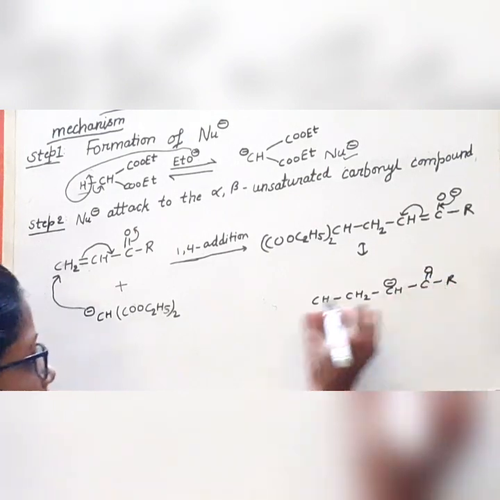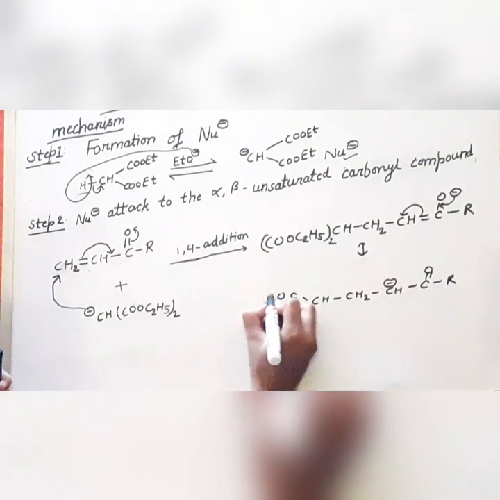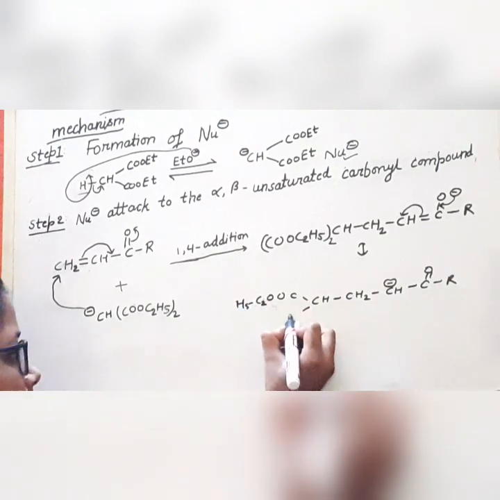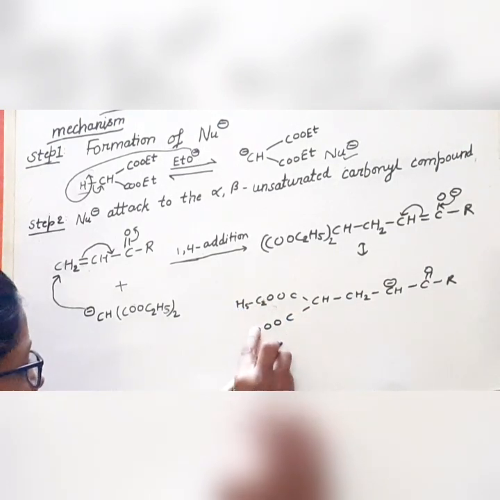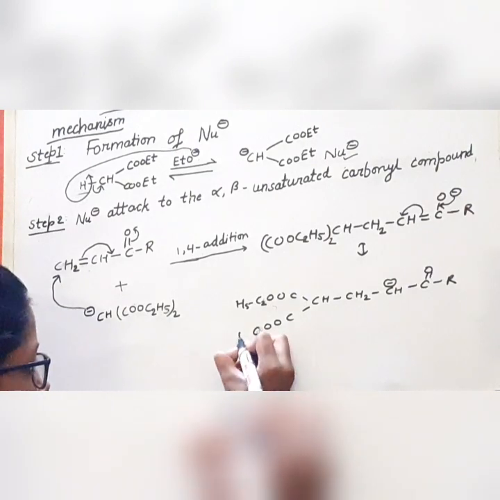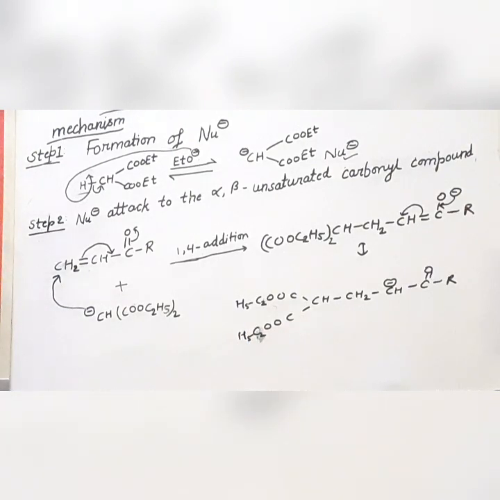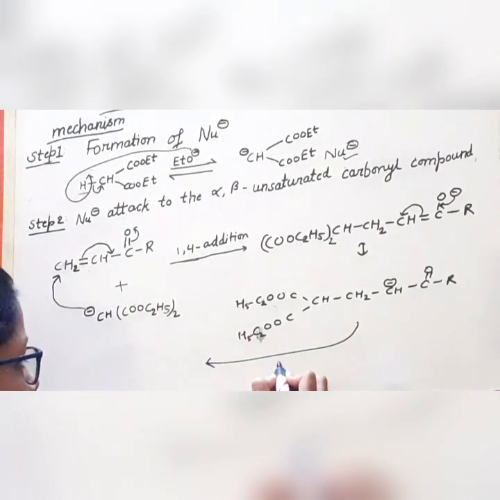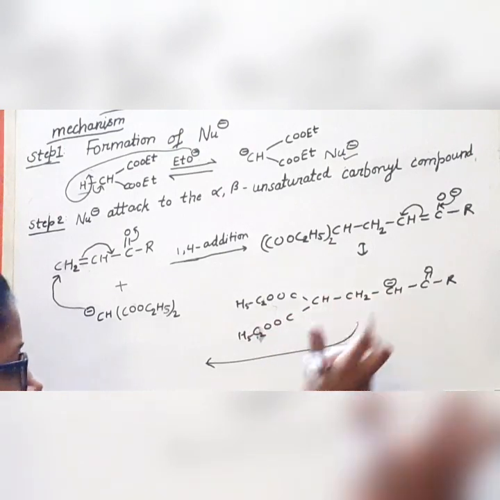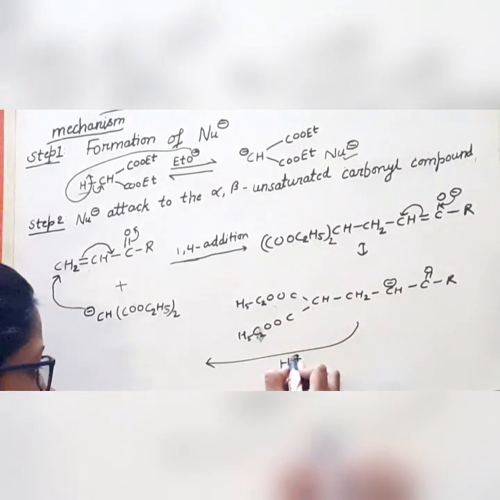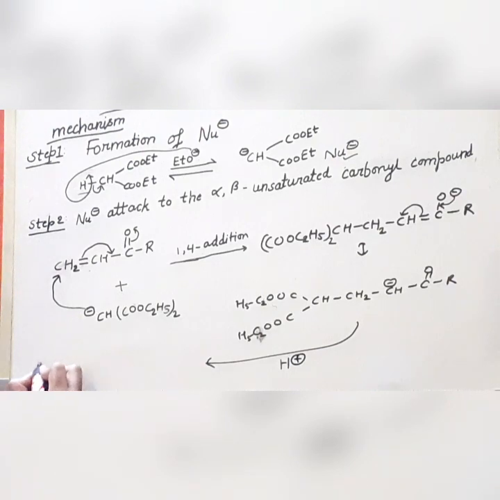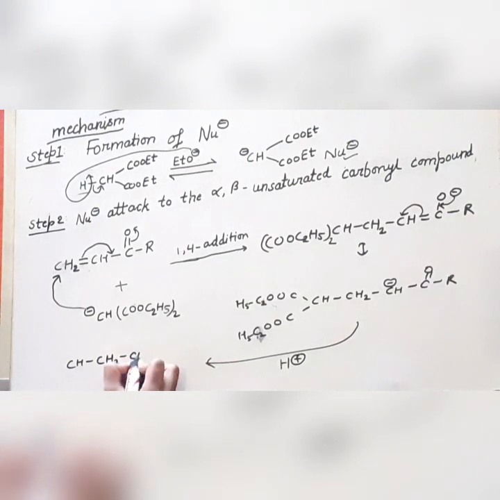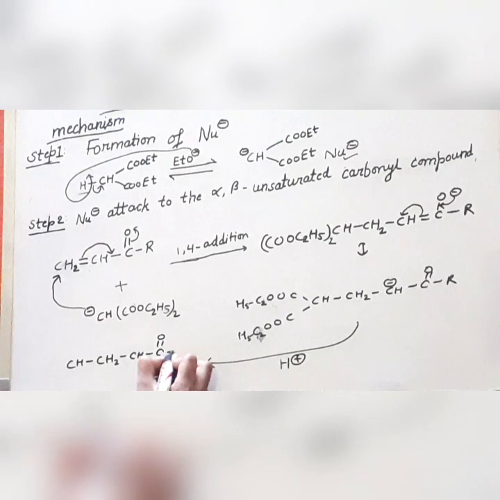So this negative charge will abstract the proton, H plus, and finally we get the Michael adduct, the Michael addition product.